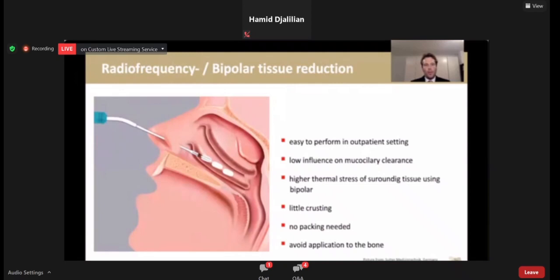The next would be radiofrequency or also bipolar tissue reduction. This is also easy to perform in an outpatient setting. There is low influence on mucociliary clearance because you are going with the instrument into the submucosal tissue, ideally between the mucosa and the bone, so that there is no application of the energy to the bone on the one side and no application to the mucosa on the other side. Due to that, there should be only little crusting afterwards, and no packing is normally needed in that case.